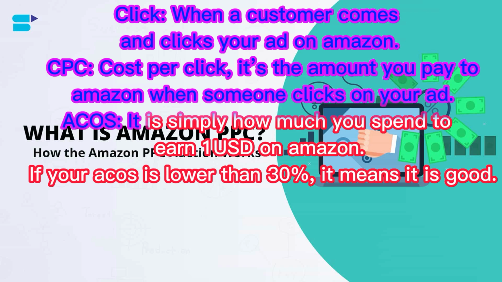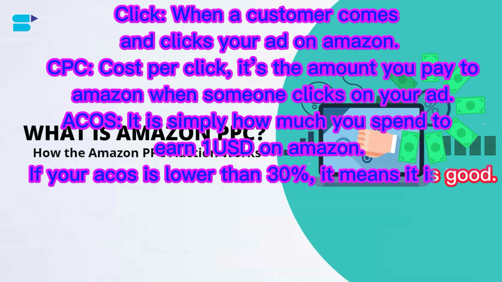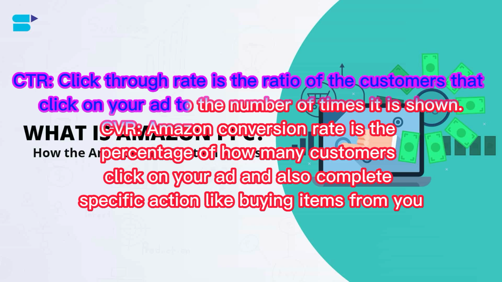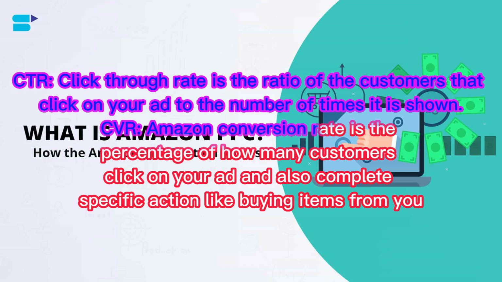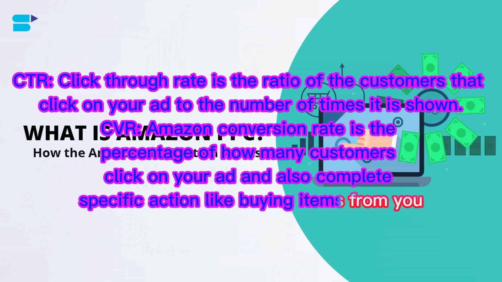ACOS is simply how much you spend to earn $1 on Amazon. If your ACOS is lower than 30%, it means it is good. CTR, click-through rate, is the ratio of the customers that click on your ad to the number of times it is shown. CVR, Amazon conversion rate, is the percentage of how many customers click on your ad and also complete a specific action like buying items from you.